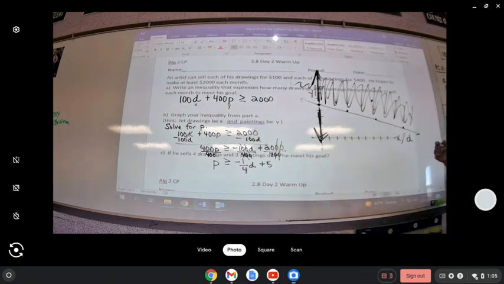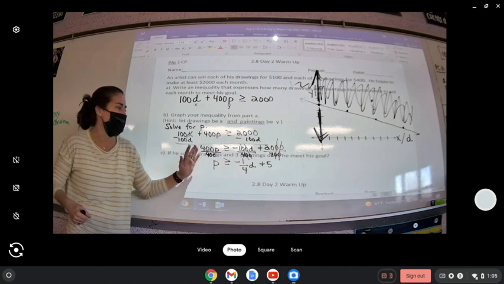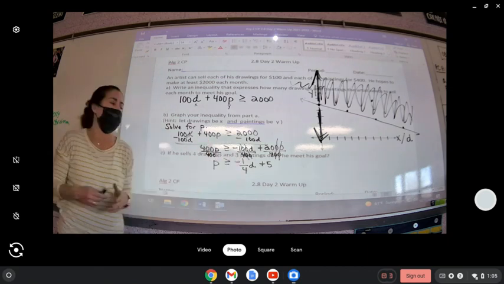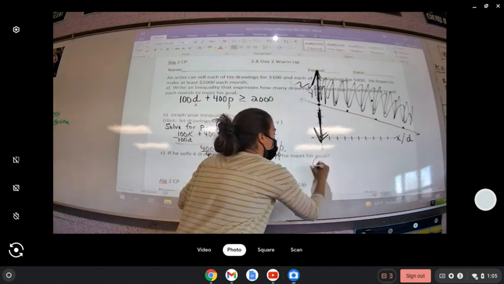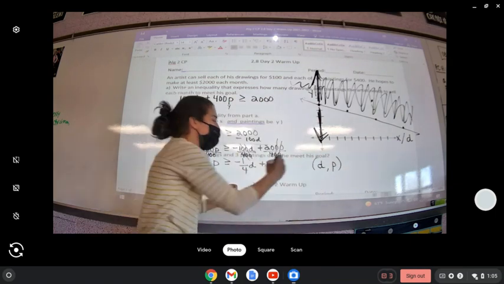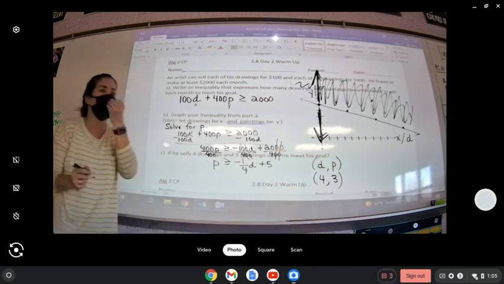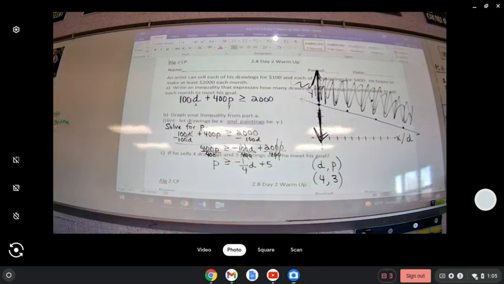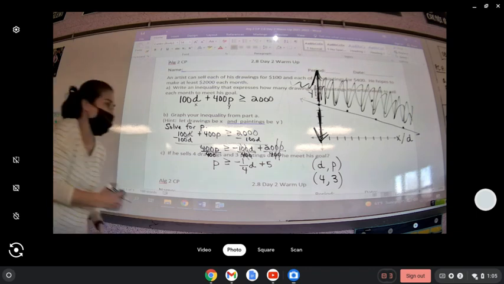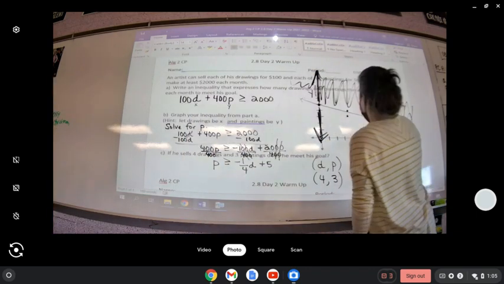All right, so then the last question says, if he sells 4 drawings and 3 paintings, does he meet his goal? Well, guys, drawings are X, paintings are Y. If he sells 4 drawings and 3 paintings, is the point 4, 3 where we shaded? No, I think so. 1, 2, 3, 4, 3. 4, 3 is right there.